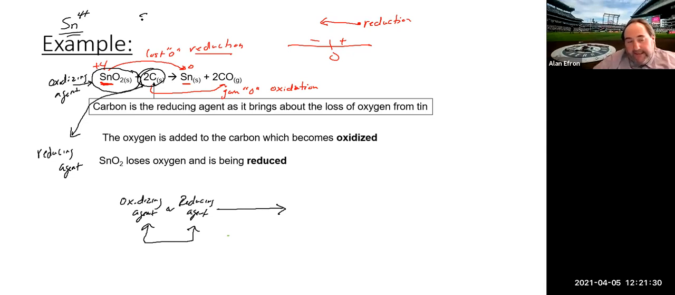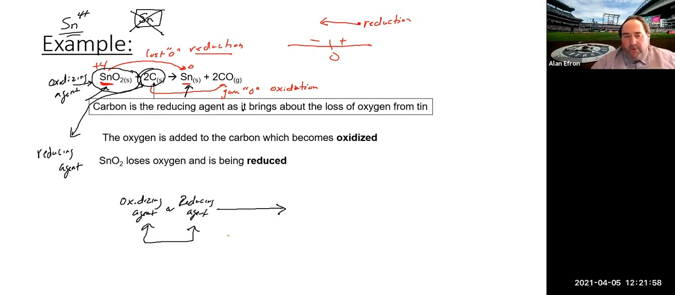You shouldn't just write tin on an answer to a question like that, because how do I know you're talking about this tin? Do I know you're talking about that guy, or which one it is? So if you're asked about the agents, the oxidizing agent or the reducing agent, again, it should be found on the reactant side of the arrow. And you should be descriptive as to which one you're talking about. Any questions on that?